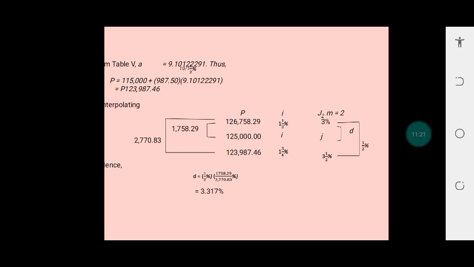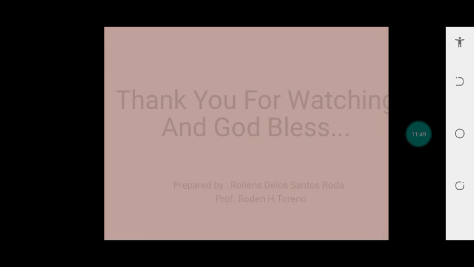So d is equal to 1 and 1/2% over the quantity 1,758.29 over 2,770.83, which is equal to 3.17%. That is the approximation of bond yield using the example.